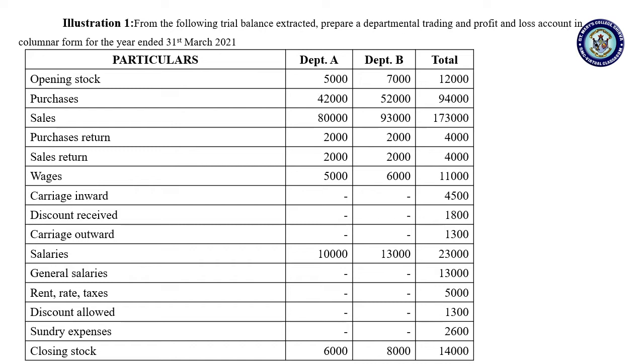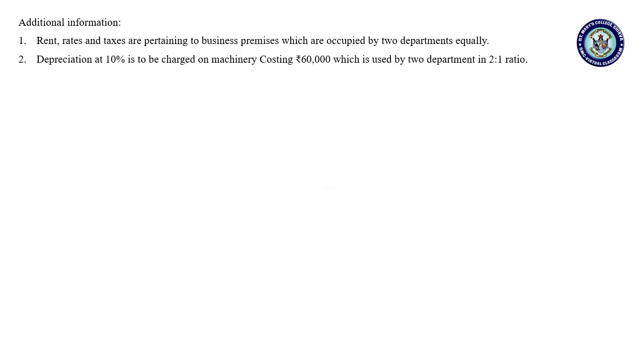Closing stock 6,000, 8,000, 14,000. So next line you write additional information.